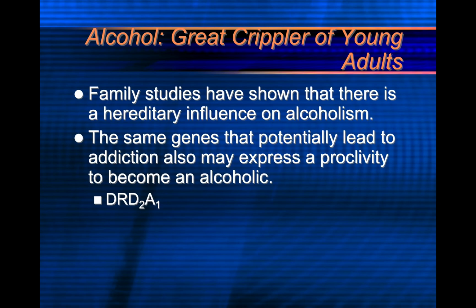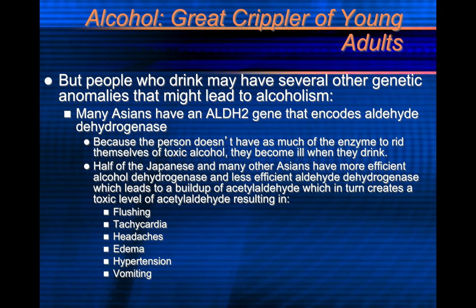Family studies have shown that there is a hereditary influence on alcoholism. The same genes that potentially lead to addiction also may express a proclivity to become an alcoholic. And of course, that would be DRD2A1, the same gene that causes people to jump out of airplanes and to do all kinds of crazy stuff. That's the adventurous gene. If you have this DRD2A1, then you're more likely to become an alcoholic as well. But people who drink may have several other genetic anomalies that might lead to alcoholism.